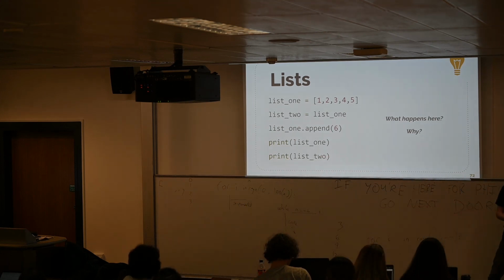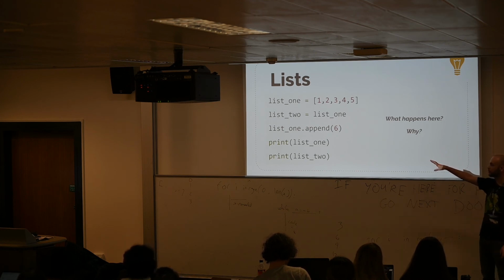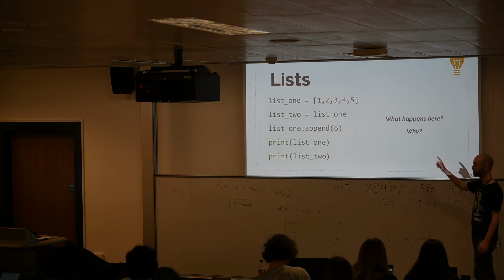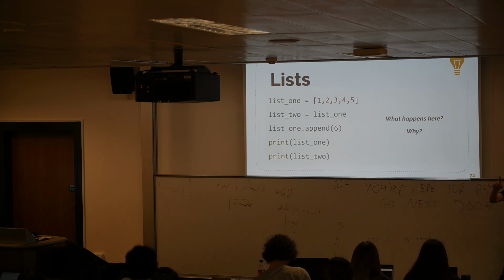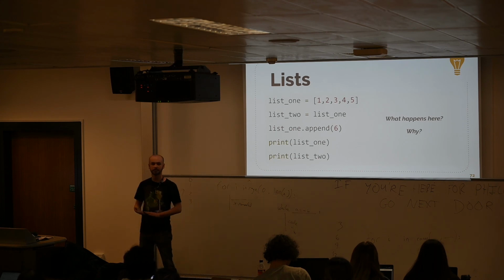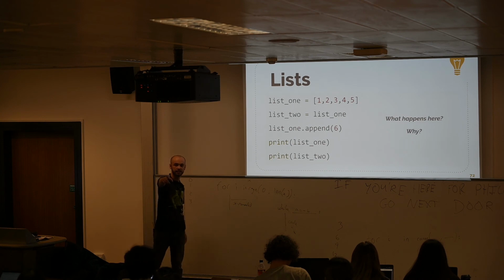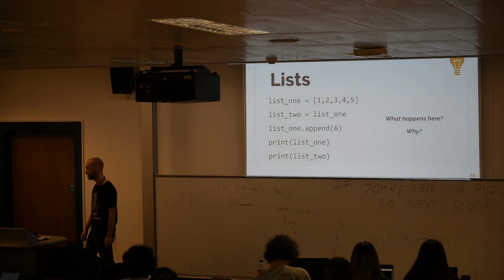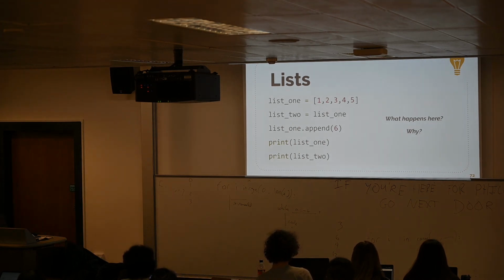So, take a moment to look at what is on the board. We're assigning a list to list 1. We're then saying that list 2 is the same as list 1. And then we're going to append something to list 1 and print out both list 1 and list 2. I don't want you to guess what happens. Just first instinct, wild guess. So that would be my first guess if I looked at this.